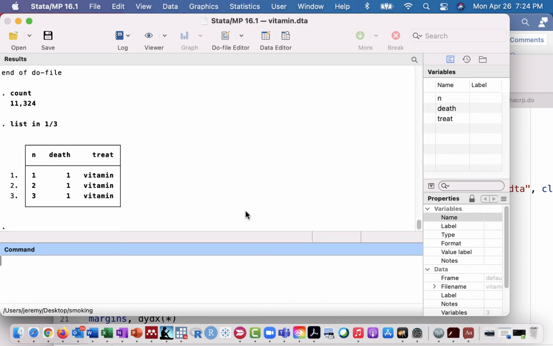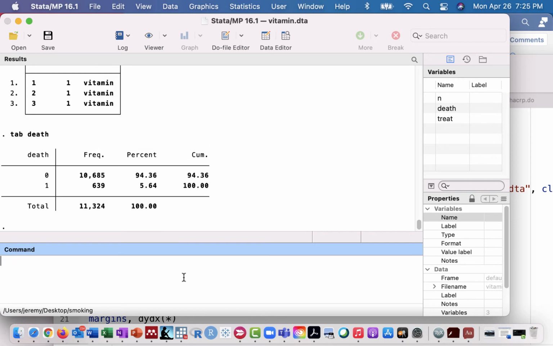Okay, so person number 1, study subject 1, died. Death is equal to 1, right? If they lived, death is equal to 0. Remember, 1 is always yes, 0 is always no. They were treated with the vitamin. Subject 2 also died, they were treated with vitamin, and subject 3 also died, and they were treated with a vitamin.